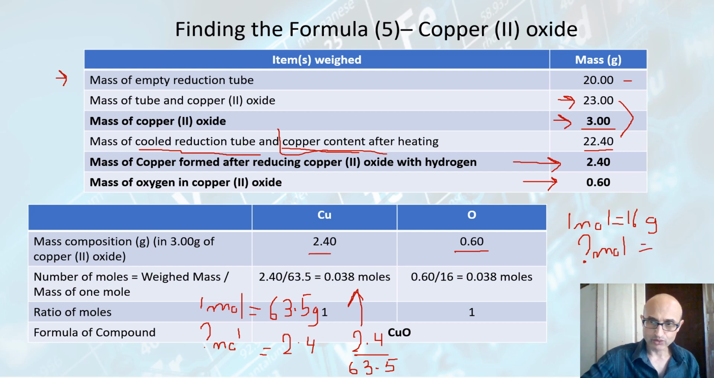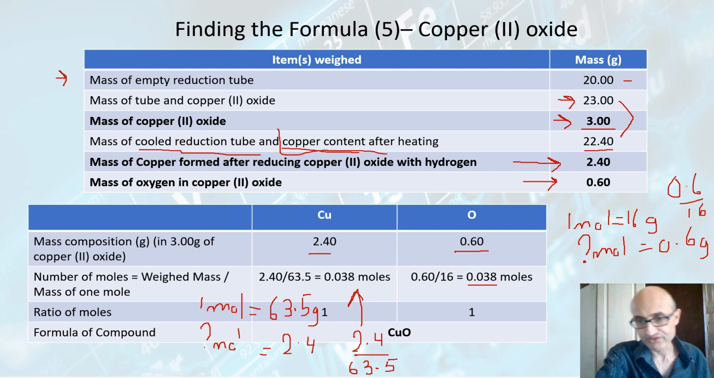And clearly also by simple proportion, that will work out to be 0.6. Okay, I'll keep on writing on this slide in the available space. 0.6 on 16 works out to be also 0.038 moles.